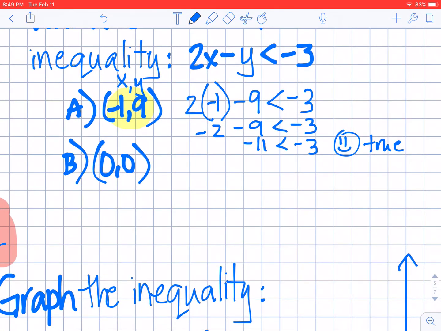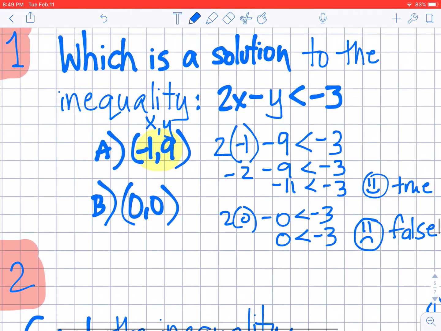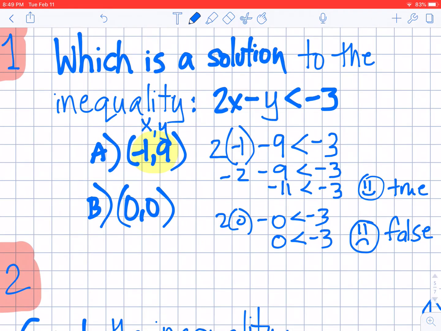All right, now we'll check 0, 0. Again, be careful of the order. In this case, we don't have to be too careful because they're both zeros. So 2 times 0 minus 0. Is that less than negative 3? Clearly on the left side we have 0. Is that less than negative 3? Well, 0 is not a lot, but it certainly is more than negative 3. So this is a false statement. This does not work. This skill is going to be really important for tomorrow's lesson and just a little bit for today as well. All right, so again, that was testing which is a solution.